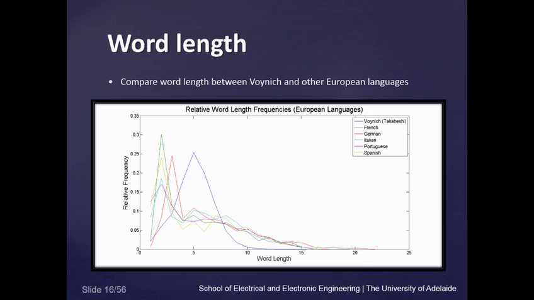We compare the word lengths between Voynich and other European languages. You can see from the graph, the most frequent word length in Voynich is around 5, and in the other European languages it is around 2 and 3, which is less than Voynich.